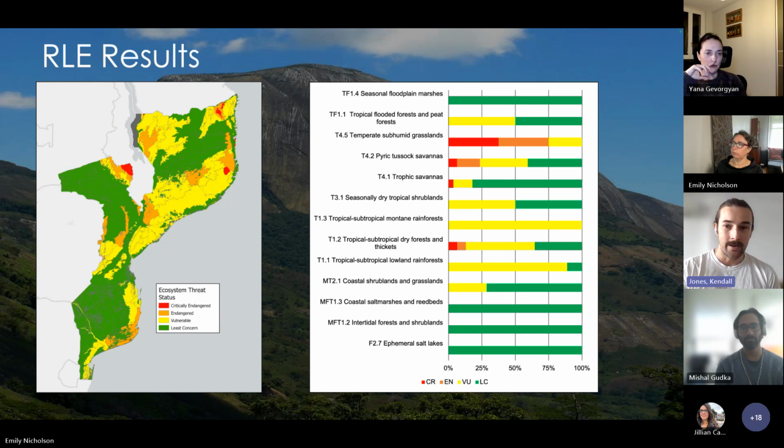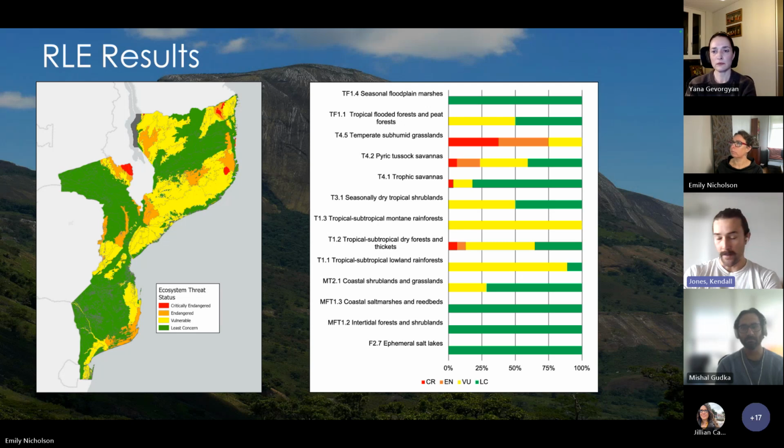A quick summary of the results. You can see the map on the left showing the different ecosystem threat statuses. In general, we found 52% of the ecosystems were threatened in some way. The majority of that was along the coastal belt, alongside the central west of the country. And then the figure on the right shows the ecosystem functional group level, which is the level at which we're looking to report into the GBF.